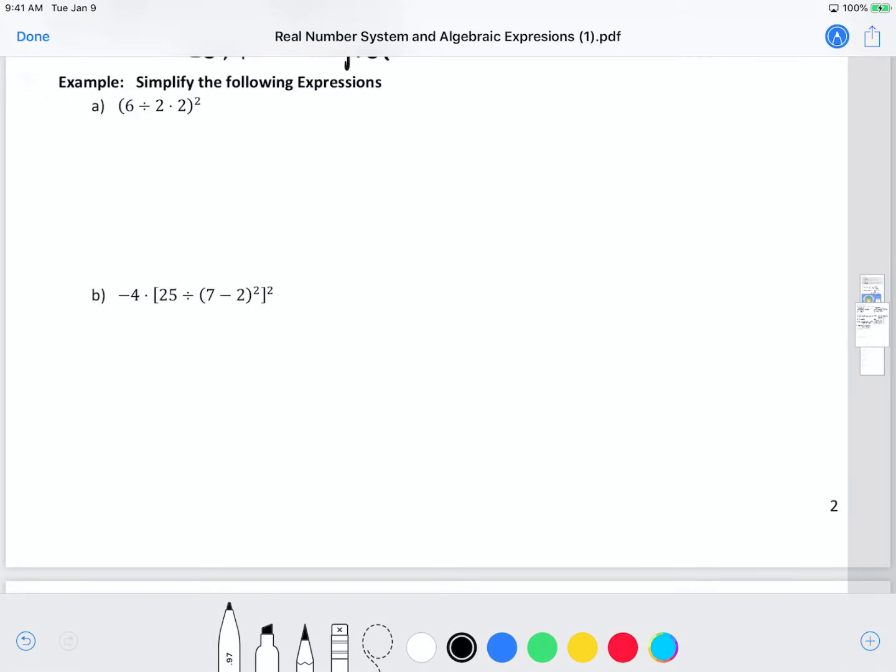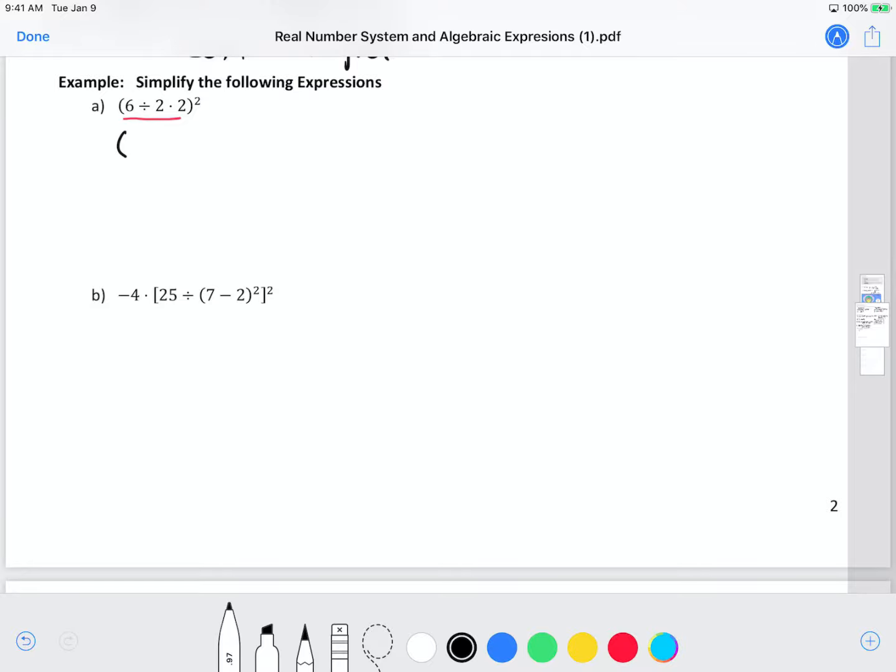Okay, so using order of operations, we're going to simplify the expression. Notice that I'm calling this an expression because it has no equal sign, okay? So we always do, according to our rules of order of operations, inside parentheses first. So the first thing I'm going to do is work inside the parentheses. And inside those parentheses, we have division and we have multiplication. Because our rule says we do division and multiplication in the order left to right, I'm not going to do 2 times 2 first. I'm going to do 6 divided by 2 first.